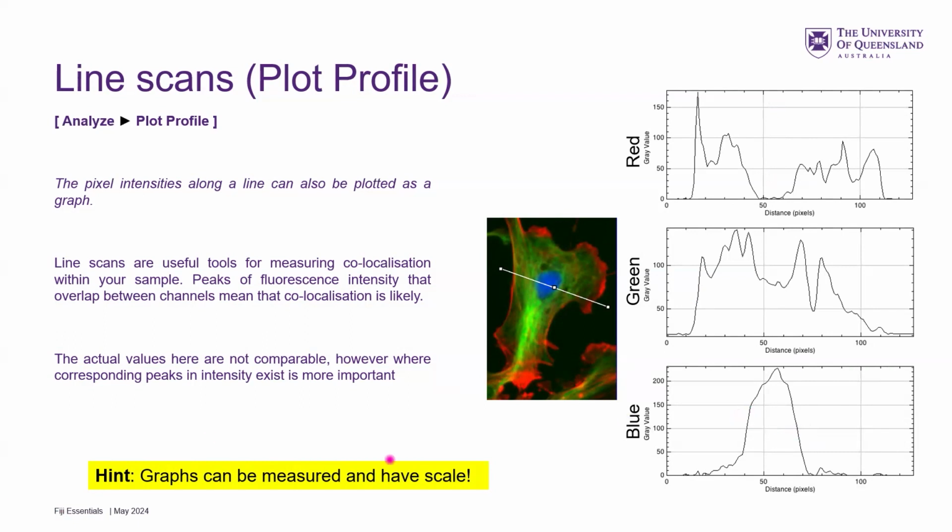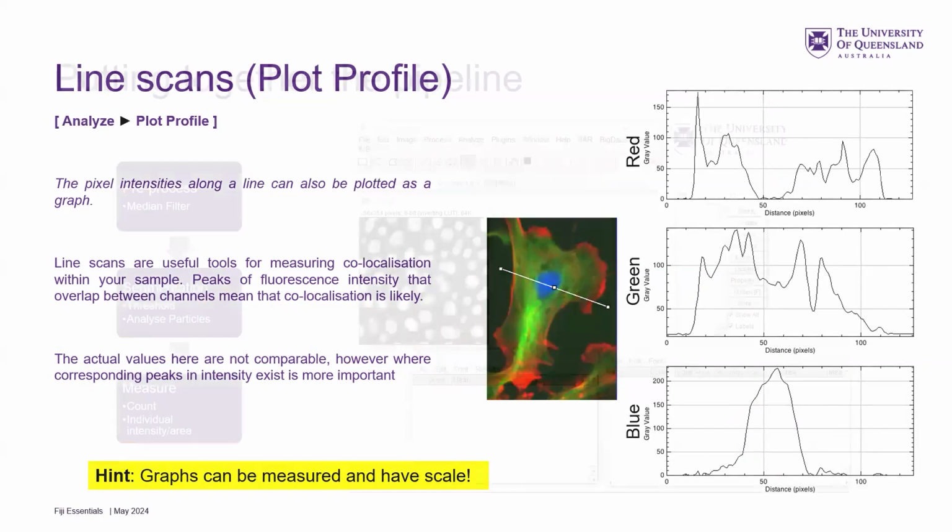And the other cool thing is graphs in FIJI have scale. So if I wanted to measure how wide the nucleus was, because I've drawn across it here, I could just draw a line across there and hit M, and it'll tell me how long it is, because the scale's on the axis, of course. So it's a nice thing.